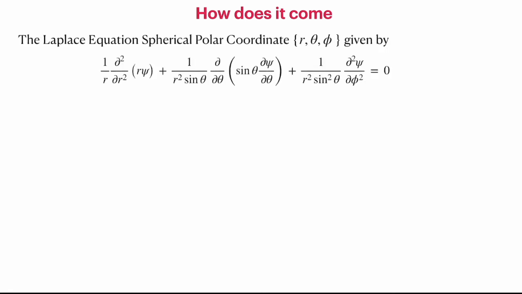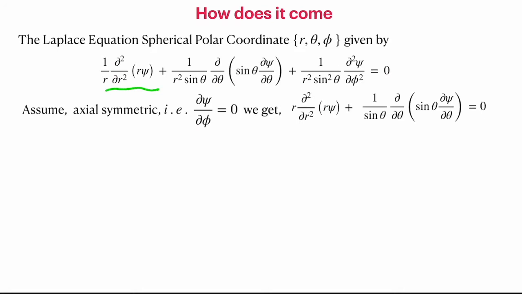How does the Legendre differential equation come about? We have seen the Laplace equation in spherical polar coordinates, which is given by this equation. Furthermore, we are assuming axial symmetry, that is, potential psi is independent of variable phi. So d psi by d phi is equal to 0, resulting in the simplification of the differential equation in terms of r and theta only.